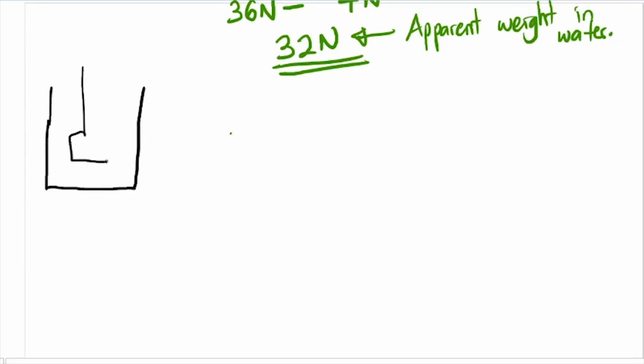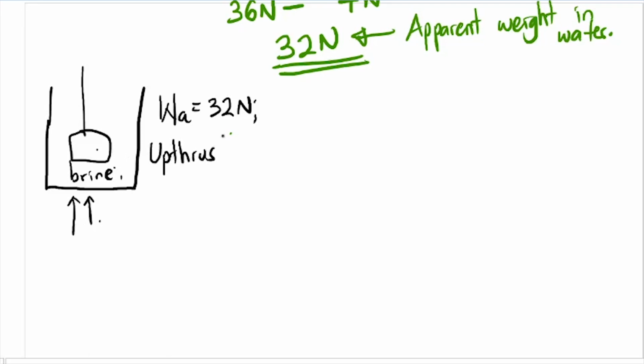When the metal is in brine, it's going to experience an upthrust. So let's find that first of all. We already know the weight in air, it is 32 newtons. Okay, now we want to find the weight of this thing when it's in brine. We need to first do that by finding the upthrust. So upthrust, this is what we are looking for, is equal to the weight of fluid displaced.